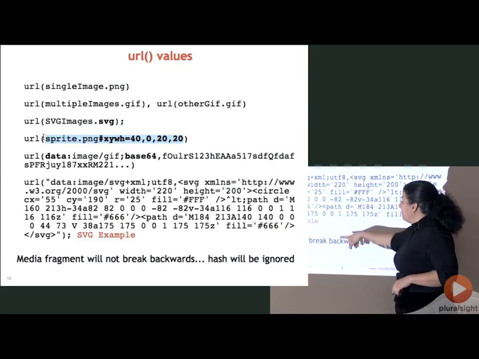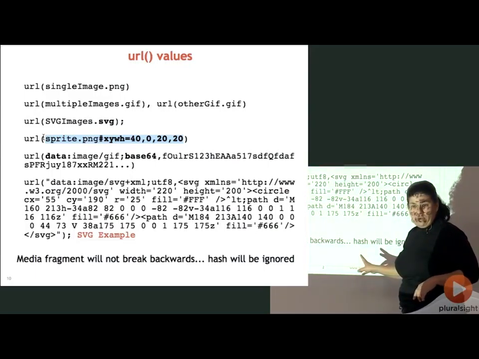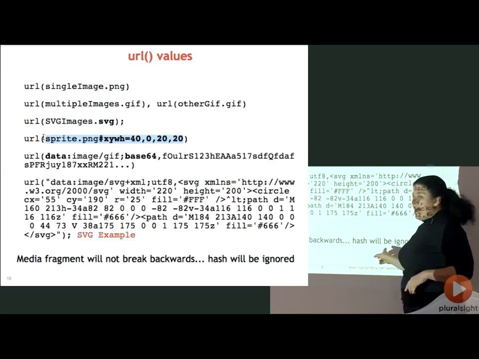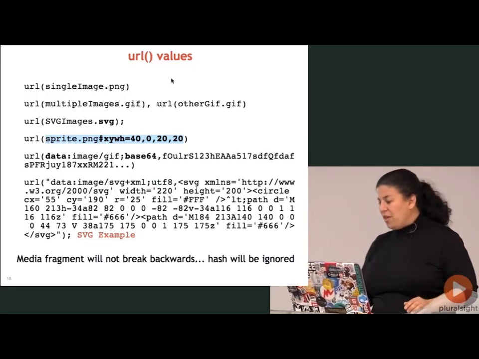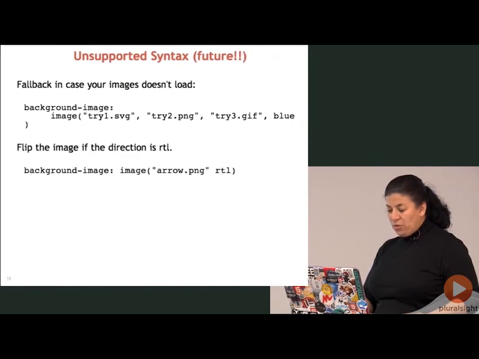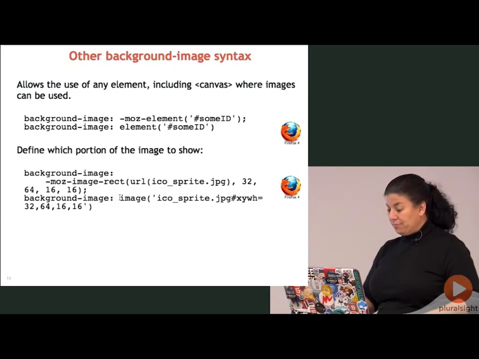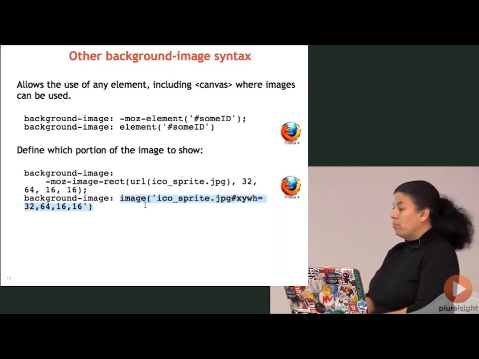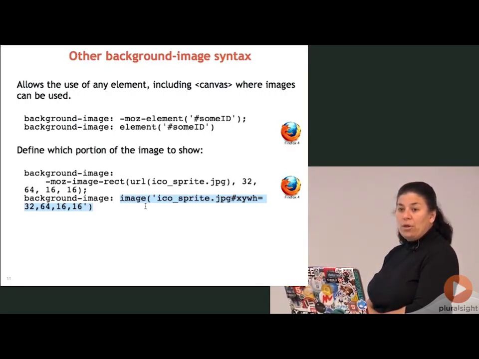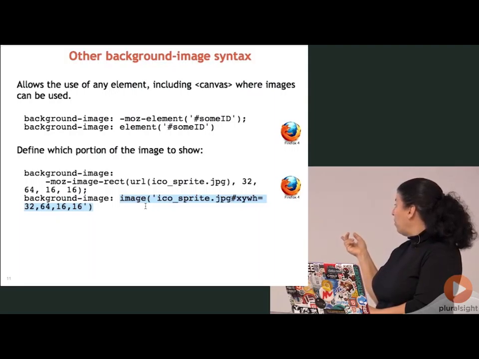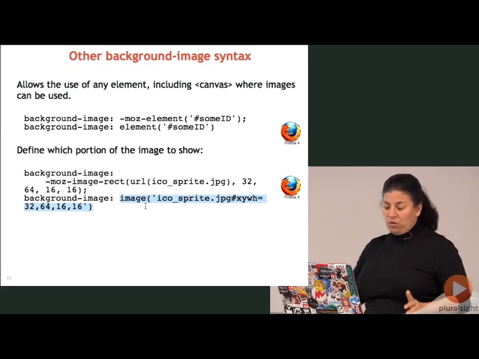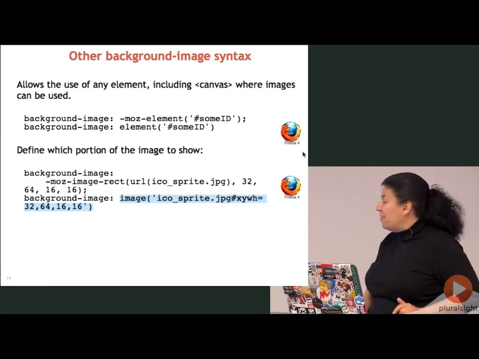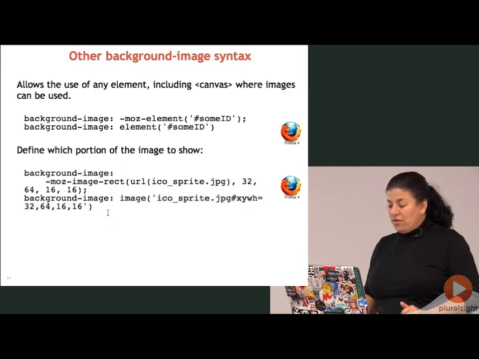The cool thing with this syntax is that the media fragment will not break the URL, right? But the hashtags will be ignored, so you'll be showing the whole image, which is not what you want to do. So that is why they are switching it to image instead of URL, because this one will not break anything. You do background image, and then you put the sprite in, and then you do the background URL, you put the sprite in, then you do background image, and you do this, and the browsers that don't understand will ignore. So we're all good. This is actually supported since Firefox 4 with the different syntax.